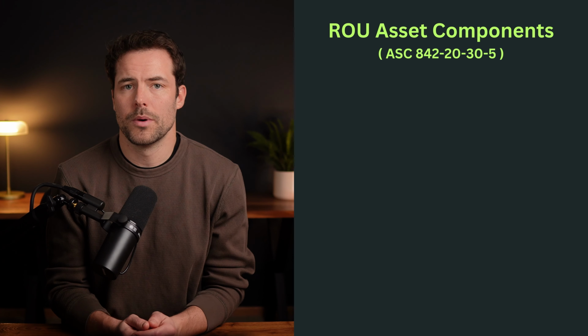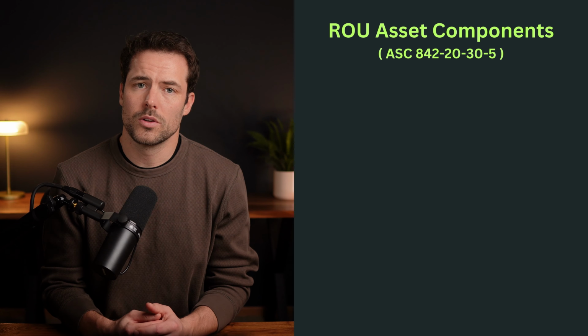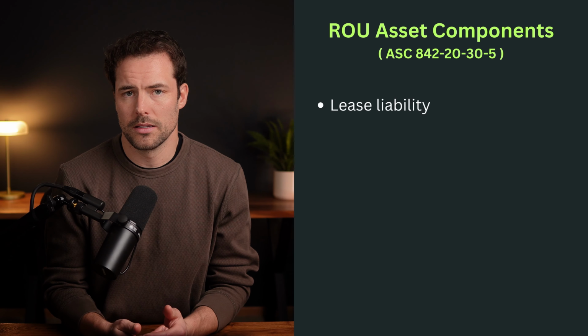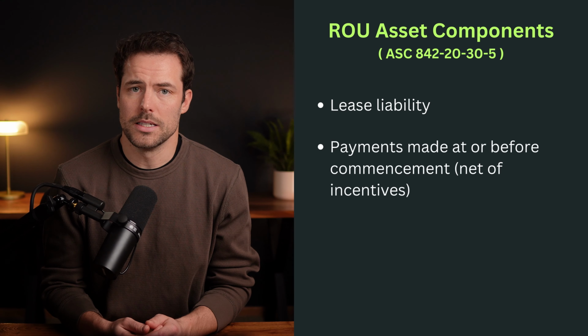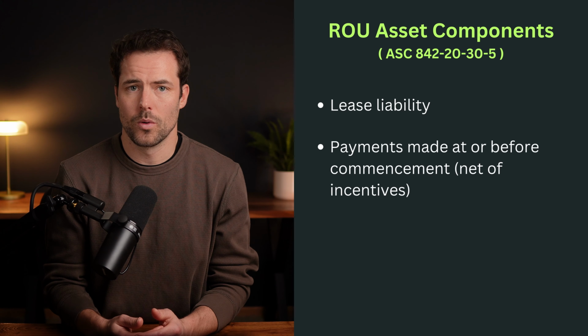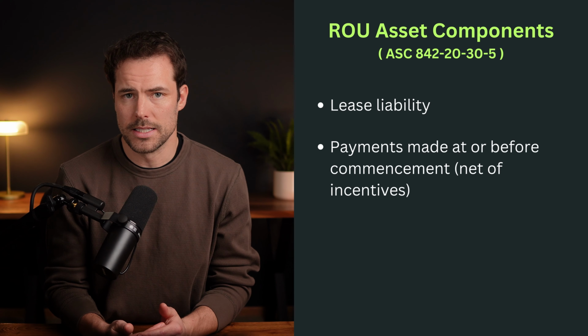So that completes the liability side. We measured it in accordance with ASC 842.20.31 by calculating the present value of the remaining lease payments as of commencement. Next, we calculate the opening right-of-use asset, and ASC 842.20.35 prescribes exactly how to do this. The right-of-use asset is made up of three components. First, it includes the initial lease liability we just calculated. Second, it includes any lease payments made to the lessor at or before commencement, net of any lease incentives.